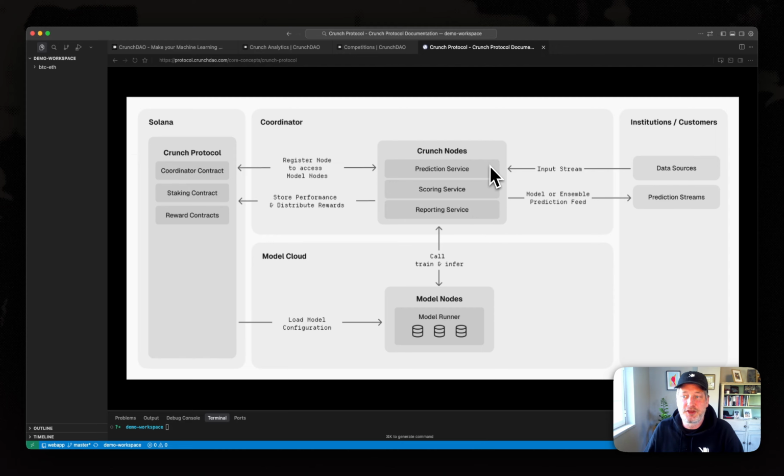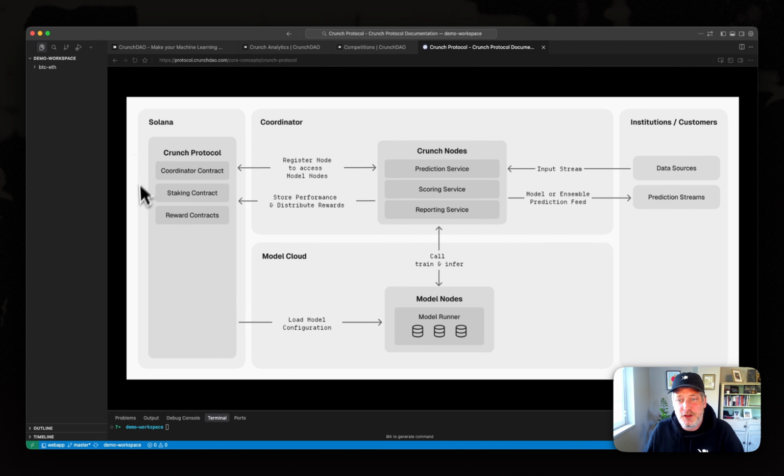Lastly, these Crunch nodes can surface their own API endpoints to give back model ensemble and prediction feeds, or one-off prediction feeds of the specific models, back to the customers. And before we move on, there's just one last aspect here.